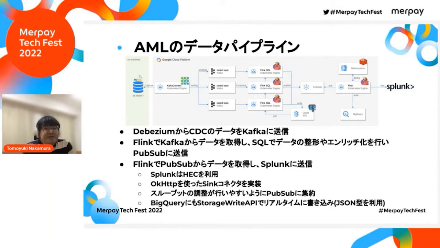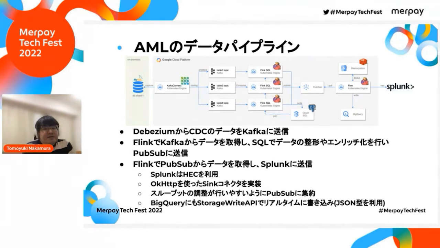Data sent to Kafka is formatted and enriched using SQL in the Flink application on GKE and sent to PubSub. Enriched data is obtained from Cloud SQL. Data sent to PubSub is further sent to Splunk from the Flink application on GKE. Splunk uses HTTP Event Collector. Flink does not have a Splunk connector implementation, so we implemented our own connector.